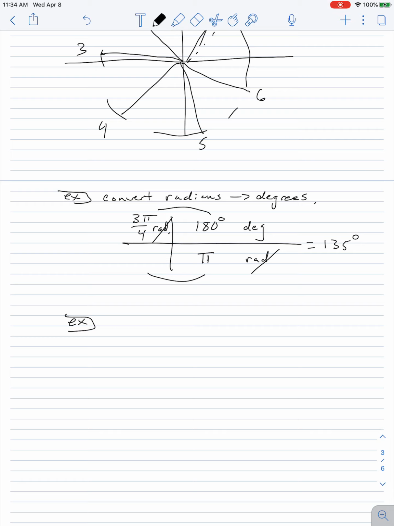And that will always be the case. You take your radians, you multiply by 180, divide by pi. In order to go from degrees to radians, you just flip this conversion ratio over.